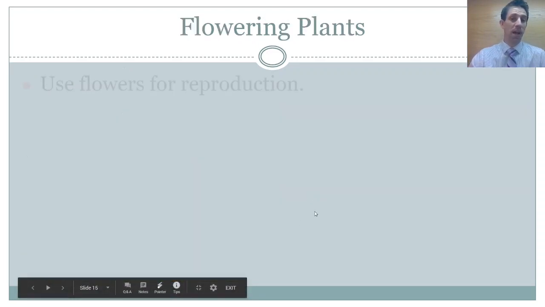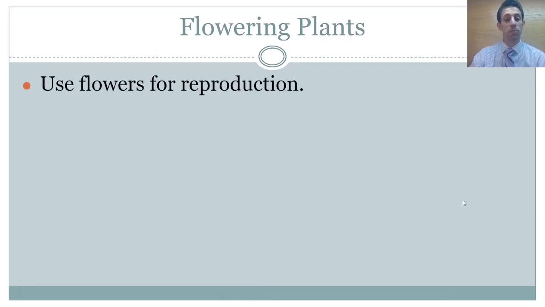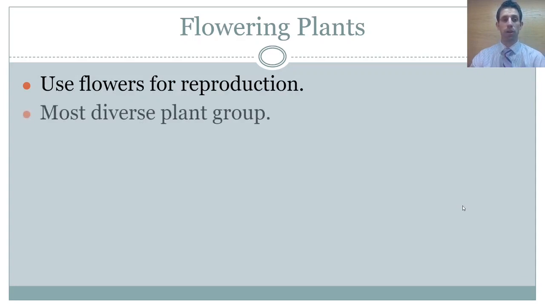The last and most complex variety of plants are flowering plants, and they're distinguished because they do use flowers for their reproduction.